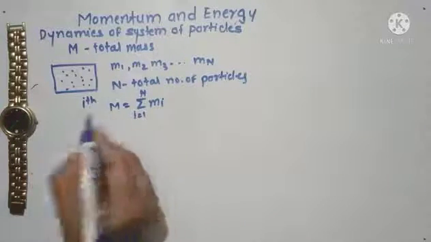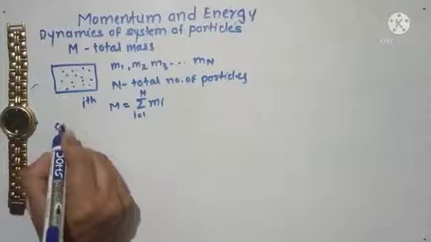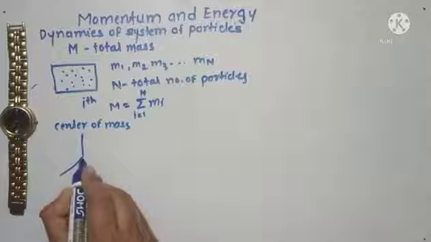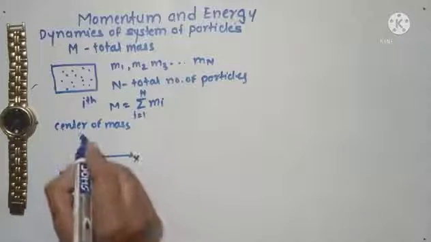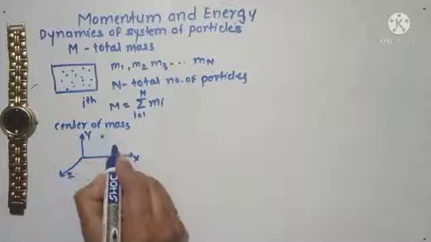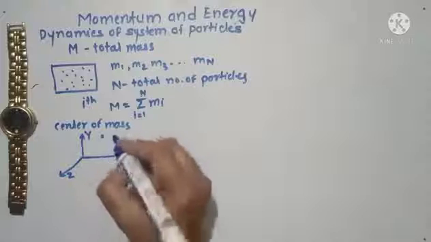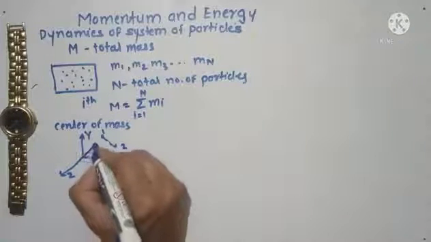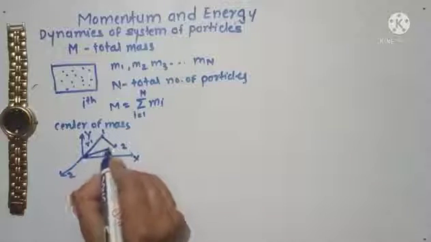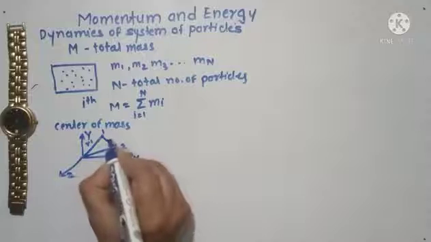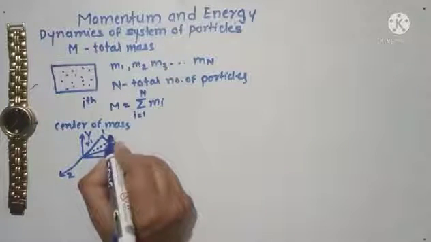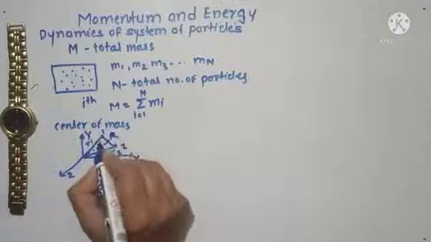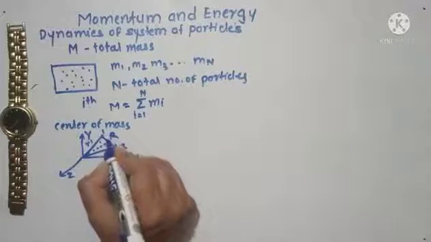We must know one more concept for the dynamics of the system of particles, which is the center of mass. If I have any coordinate system like x, y and z, and I'm taking a system of only two particles for simplicity, this is particle 1 and this is particle 2. The position vector of particle 1 is r1 and the position vector of particle 2 is r2. Suppose there is another point here, and let capital R be the position vector of this point.